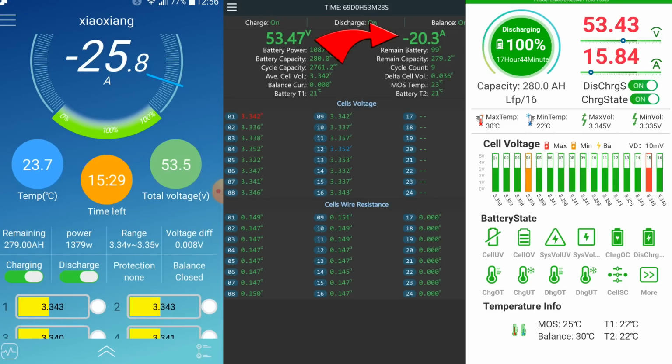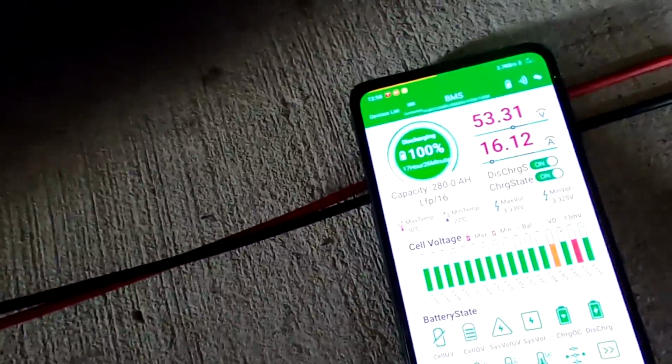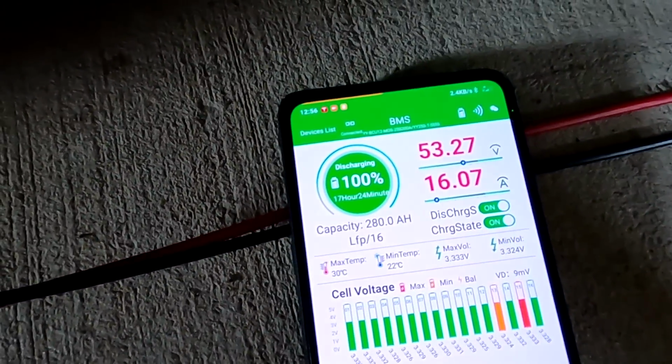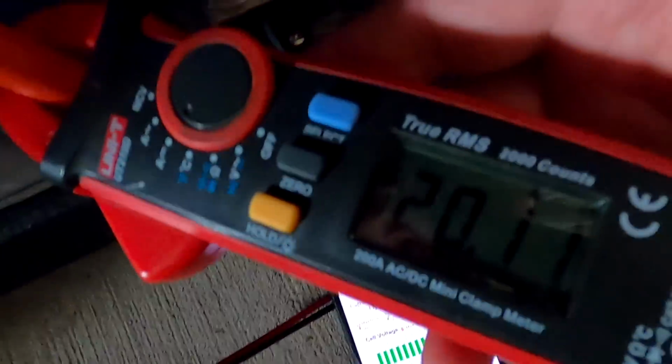The JK-BMS delivers 20 amps at the moment, 21. And the, well, we cannot actually say because the current is not accurate here in the Heltec BMS, so let's measure this manually. We've got 20 amps here as well. It shows only 16. Shame on you, Heltec.